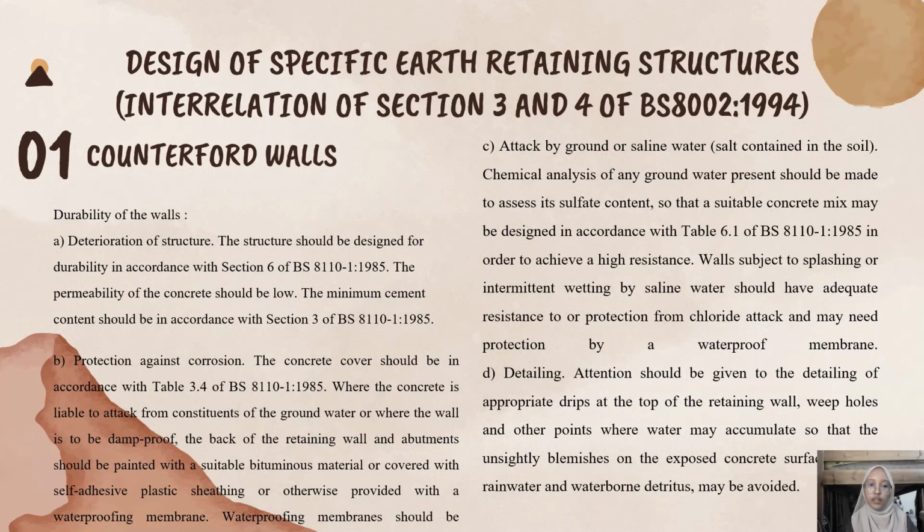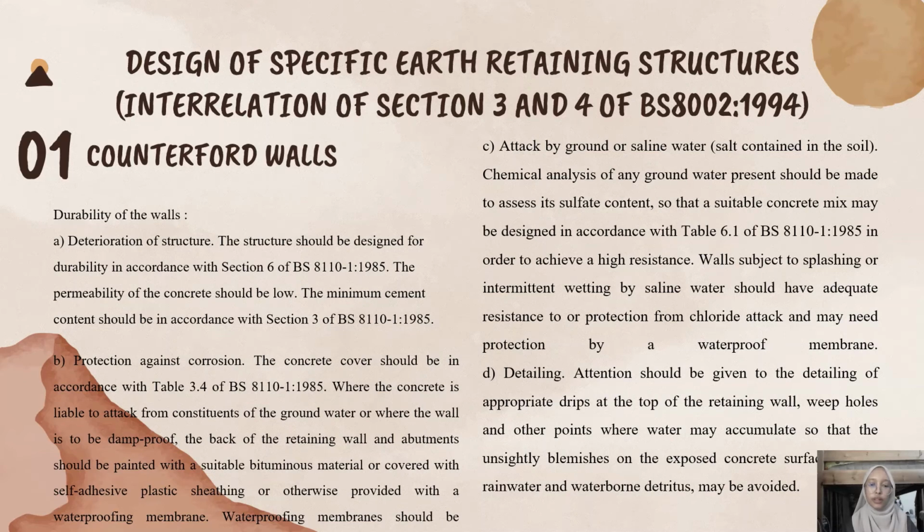For the A part, the structure should be designed for durability in accordance with Section 6 of BS 8110/1985. The permeability of the concrete should be low. The minimum cement content should be in accordance with Section 3 of BS 8110/1985.